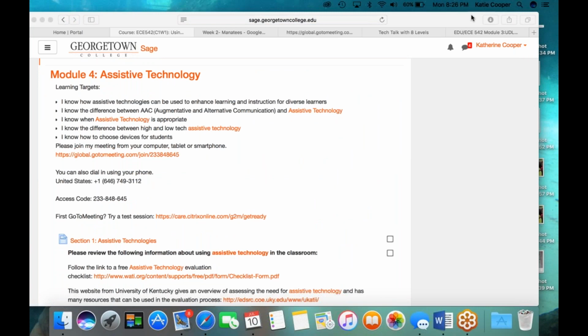So we kind of talked about this. Assistive technology is to enhance learning and instruction. The difference between AAC, when is assistive technology appropriate? We didn't really talk about that, but when is assistive technology appropriate for a student? After hearing the UDL from last week, what do you guys think? When do you think it's appropriate to use AAC?